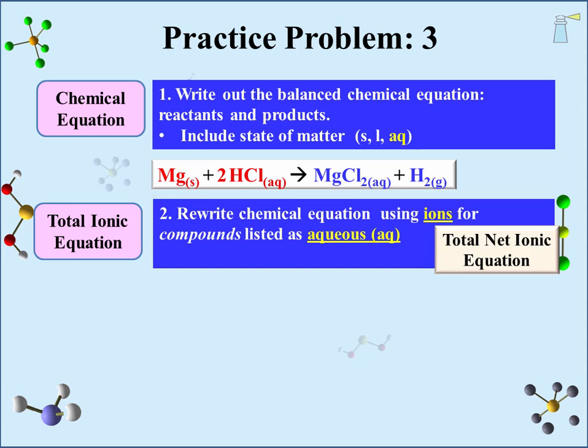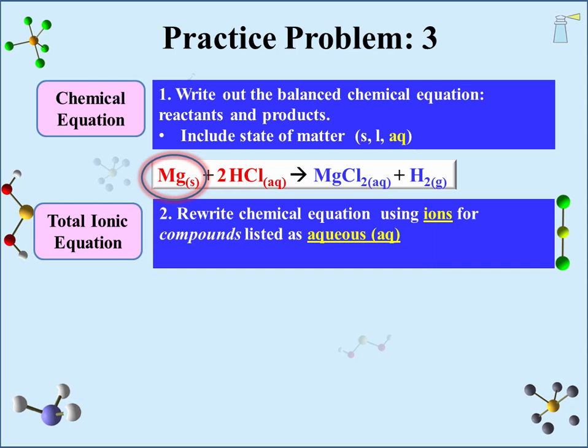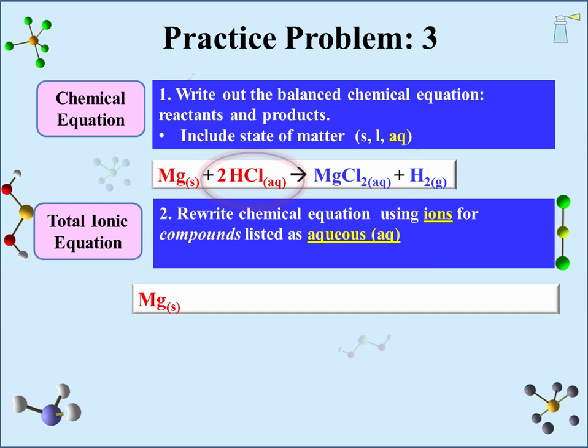The first reactant is the solid magnesium. This goes unchanged in the total ionic equation. Not so for the aqueous HCl. It is found as dissociated ions in solution and is added to the equation as 2 H+ and 2 Cl- ions. Remember to include the coefficient in front of the compound.